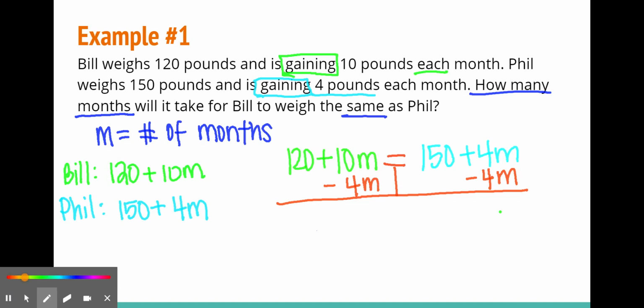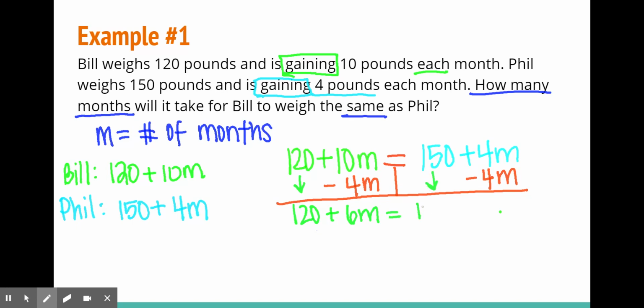When I do this, over on this side, 120 was not touched, so I'm just going to drop that down. In here, I'm left with 10m minus 4m, which is a positive 6m. And that's going to be equal to 150, drops down. And then positive 4m minus 4m is just 0, so I can cross that out. Now, my variables are all on one side. I only have the letter m on one side. Now I want to move my constant to the opposite side. In this case, I want to move 120 because it's on the same side as my variable.